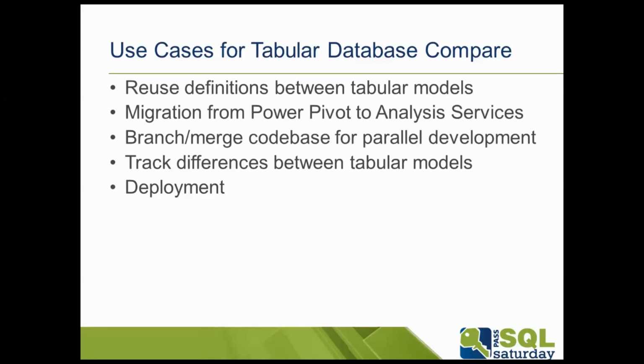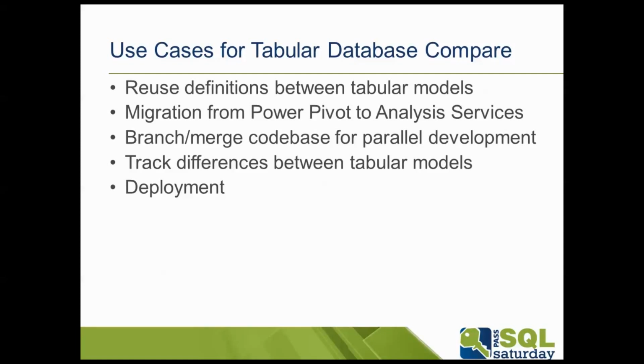We can also use it for branching and merging a code base for parallel development. Not the type of thing you need every day, but if you do need it, you may have a very strong use case for this. And as an Analysis Services practitioner, we're basically out of luck. There is practically no way to do a merge in Analysis Services without BISM Normalizer.